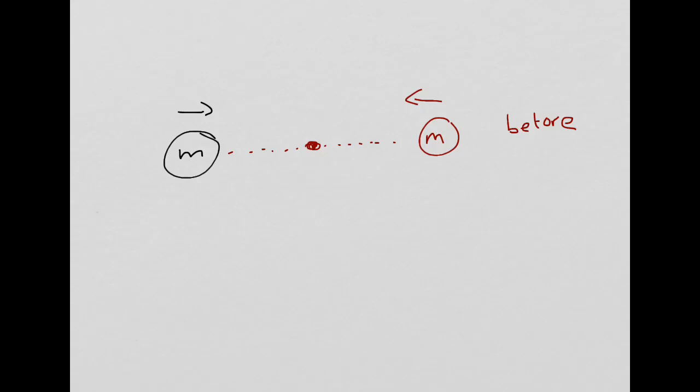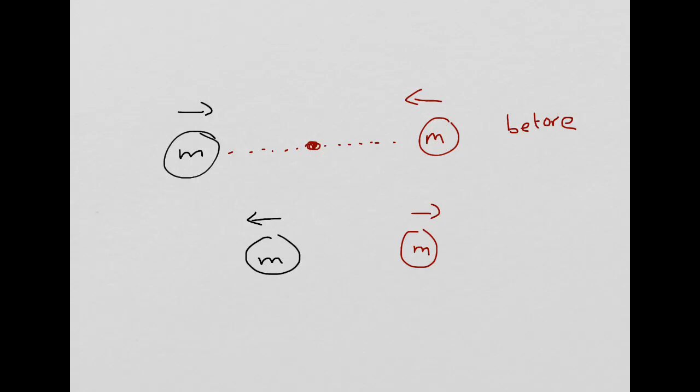So what ends up happening after is that the black ball moves in the opposite direction with the same velocity, and the red ball moves in the opposite direction with the same velocity. Okay, so again we see that momentum is conserved because mass times velocity before will equal mass times velocity after.